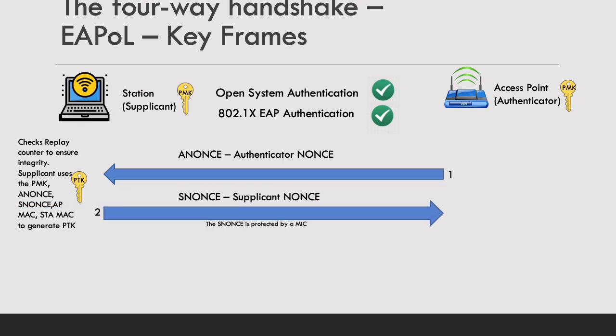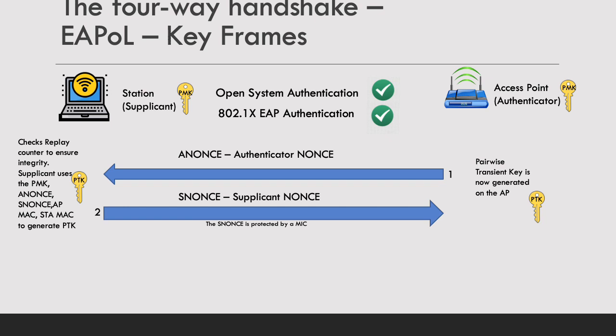Once it has that, it sends a message back to the access point, which is the S nonce, or the supplicant nonce. This again is a random number, and it's also protected by a message integrity check. Once that gets to the access point, it now has all the information it needs to create its own pairwise transient key. Now, both of them have pairwise transient keys, and at no time has this been sent across the network. So it's been generated by the devices at each end.